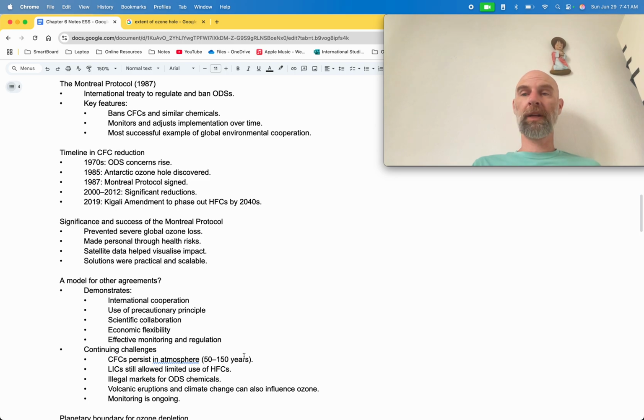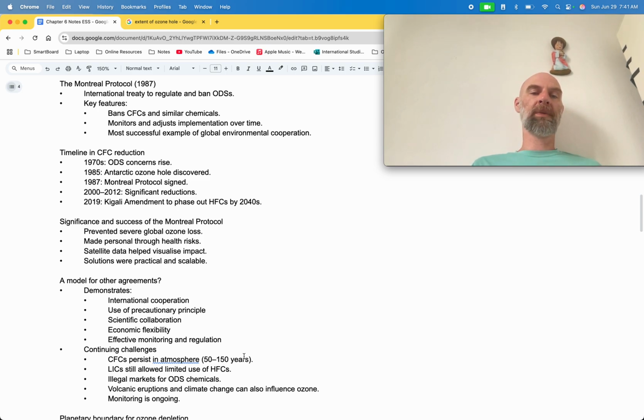Like, everybody got together, regardless of religion, politics, whatever, and they hammered this out and they actually followed it, which is really pretty cool. For the most part, they followed it.